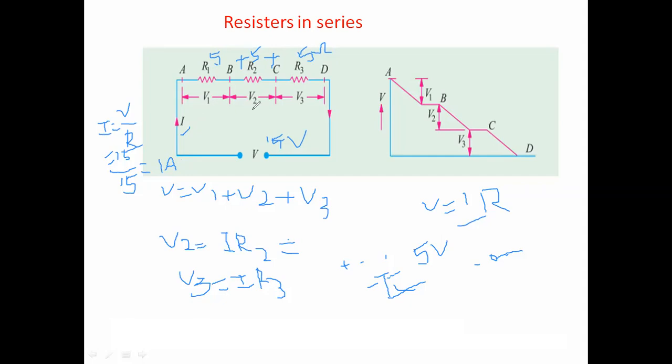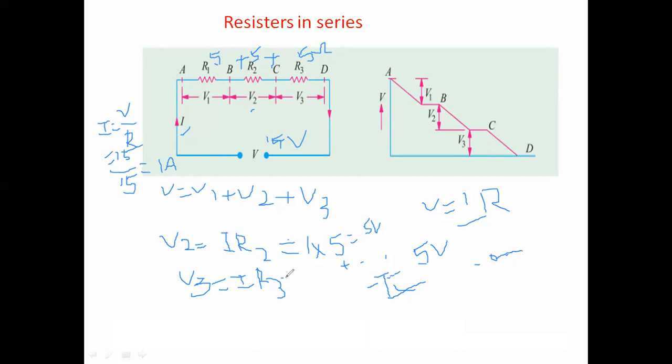Suppose I want to find V2. I know the value of R2, and I know the value of I. So V2 is equal to I into R2. I is 1 ampere and R2 is 5, so 1 into 5 becomes 5 volts. V2 is 5 volts.